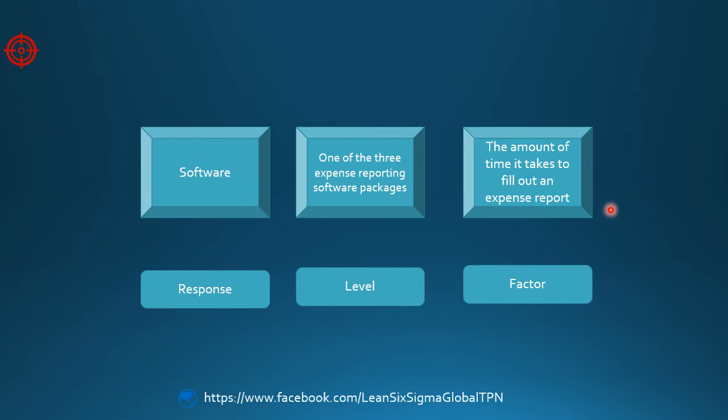So what are the factor, levels, and response? We can see here the software. The software is the factor. Software is the factor because it is our explanatory variable. The 3 software packages are the levels that comprise the factor. The amount of time it takes to fill out an expense report is a response because it is a variable being measured in the study.